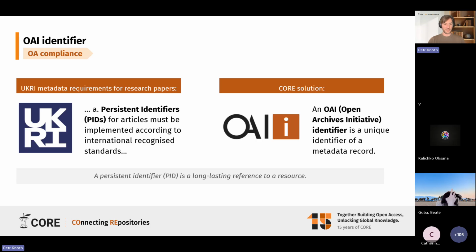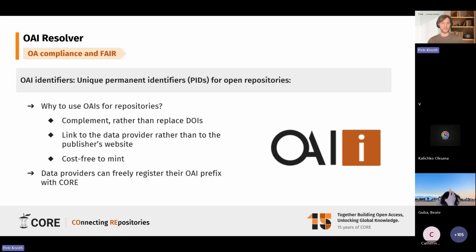What CORE does is that we provide a resolver for these identifiers. What does this mean? This means that we can take your identifier and create a URL based on this identifier. And by clicking on that URL, we redirect people to the landing page of that specific material in your repository. So these identifiers are completely free. They are minted already by your institutions. Most institutions just don't know that they are doing it. There's no cost associated with this.